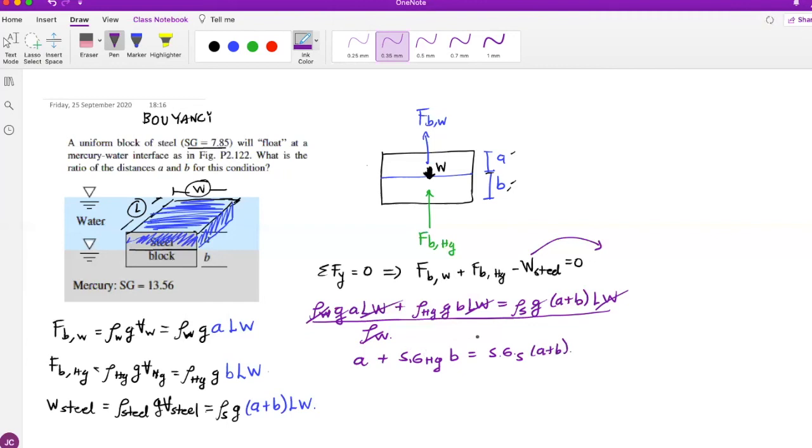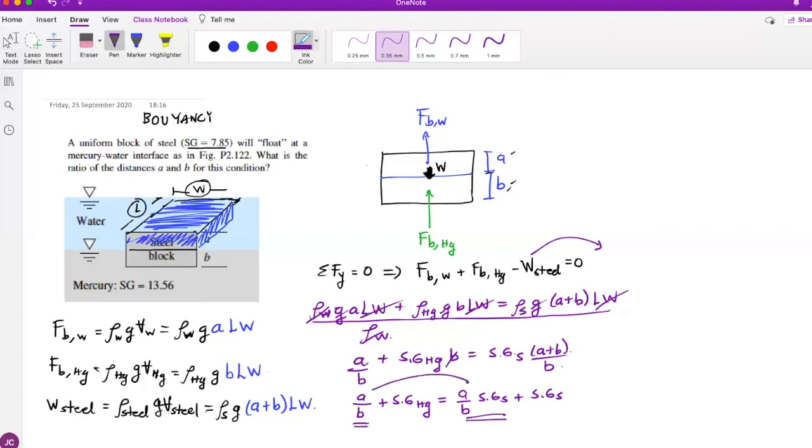Now, what I want to do is divide everything by B. So this guy is B, this guy just goes out, and this one is like this. Therefore, I will get A divided by B plus SG Hg equals, maybe you see it, A/B times the specific gravity of the steel plus the specific gravity of the steel, because B divided by B is just 1. Okay, so you see that this is a common factor here.